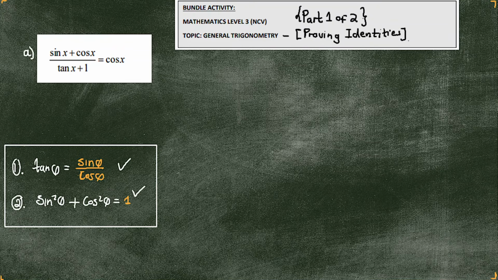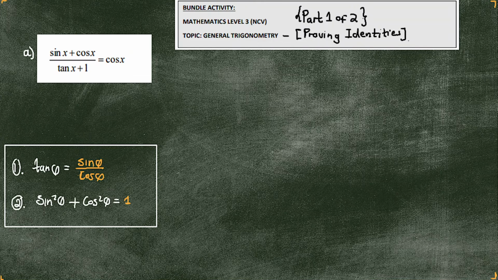So the first one, we have sine x adding cos x, everything divided by tan x plus 1, equal to cos x. We have to prove that the left hand side is equivalent to the right hand side. As you can see, this side can be simplified. Here we only have one trigonometric ratio. We also have an identity of tan x, which has to be written as sine x over cos x. So there's more work to be done on the left hand side.